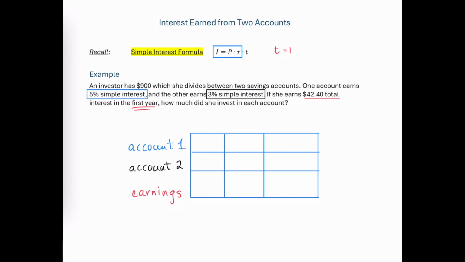Our column headers are going to be such that we're going to multiply the first two columns together to get the third column. So let's let our first column be representing the amount of principal in the account, and our second column be related to the interest rate in each account. When we multiply principal times rate, we're going to get the earned interest, and again, this is when the amount of time that's passed is 1 year.